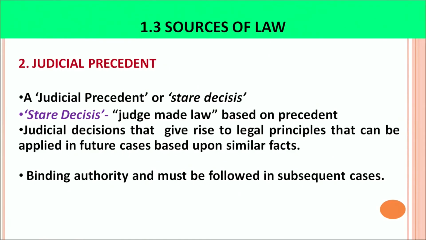The second important source of law is judicial precedents, also known as stare decisis. It means that the law is judge-made, that is, based on precedents. Judicial decisions are pronounced, and these give rise to a legal principle that can be applied in future cases based upon similar facts. So once a judicial precedent is given and another judge is faced with a similar set of facts, there is no further probing needed. Directly the judicial precedent can be picked up and applied to these similar facts.